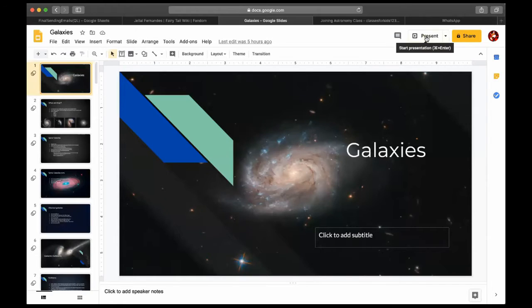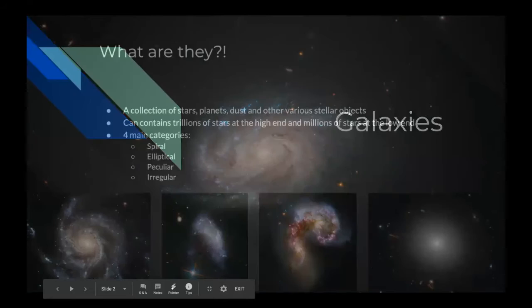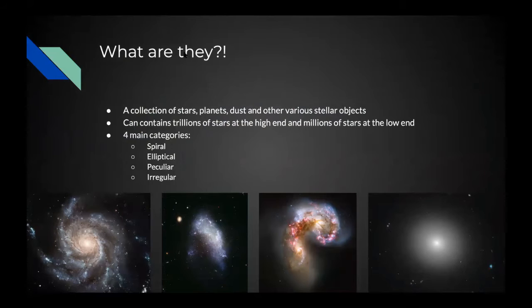So today we will be going over galaxies. This is a very long topic, so I suggest we just get started. What are they? And yes, I have put a question mark there on purpose. They are a collection of planets, stars, dust, and other stellar objects. So, gas, black holes, everything else in between. And just in a random shape.